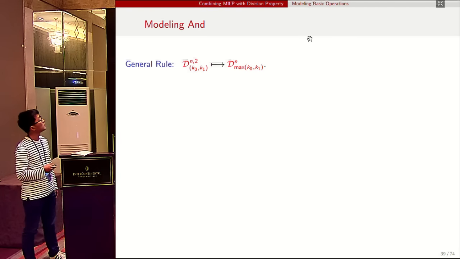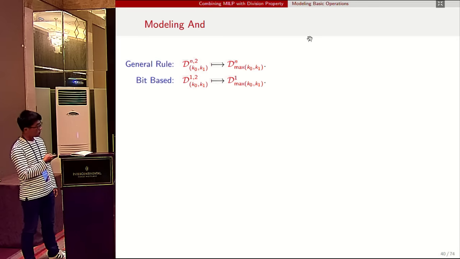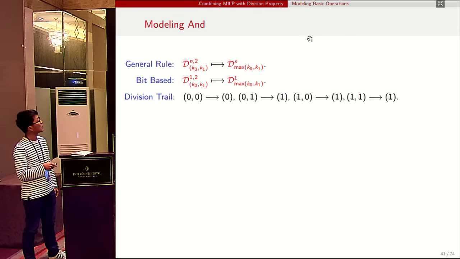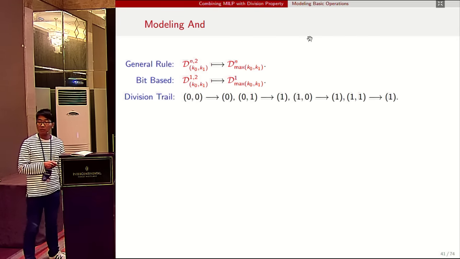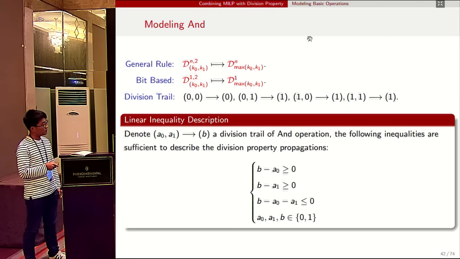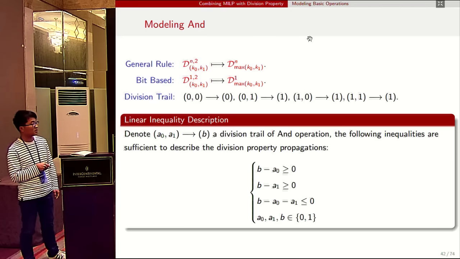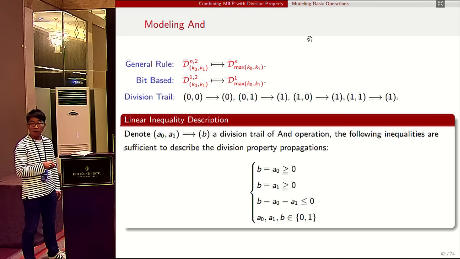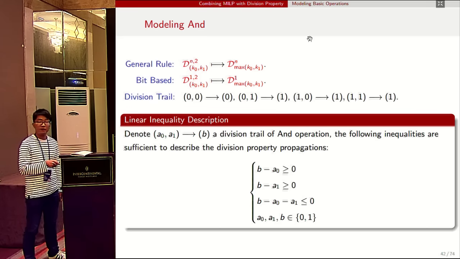Now for the AND operation, this is the general rule, and this is the bit-based situation. We can compute 4 division trios for the AND operation, and we can compute 3 inequalities to describe the propagation. We can check that all the feasible solutions of these 3 inequalities are the 4 division trios of the AND operation.